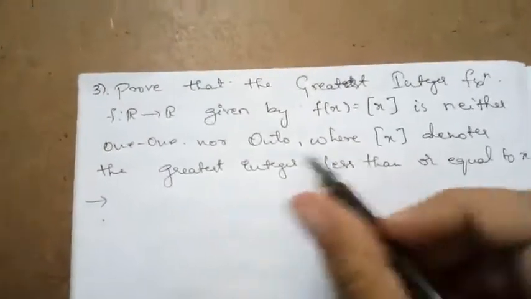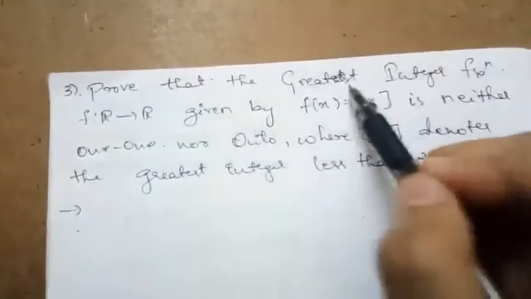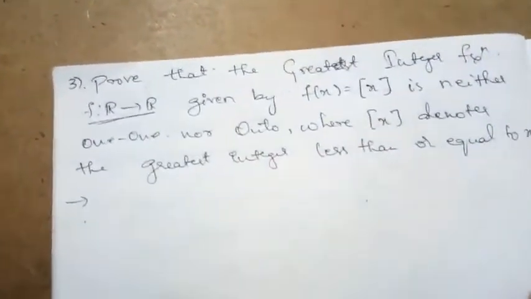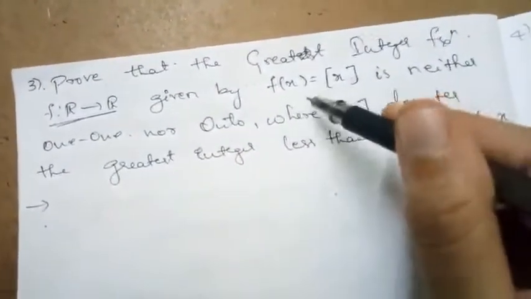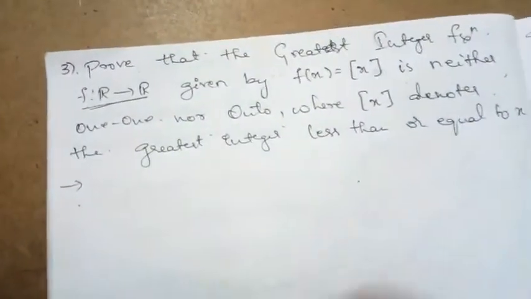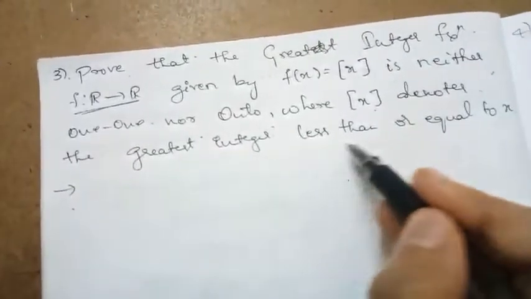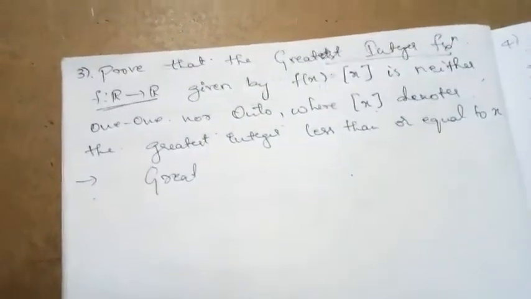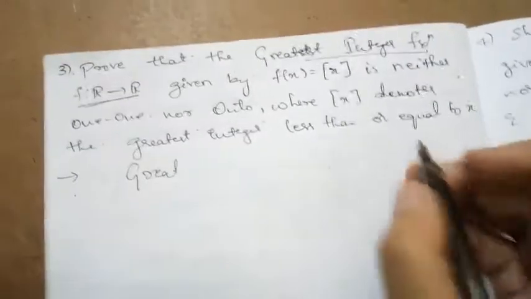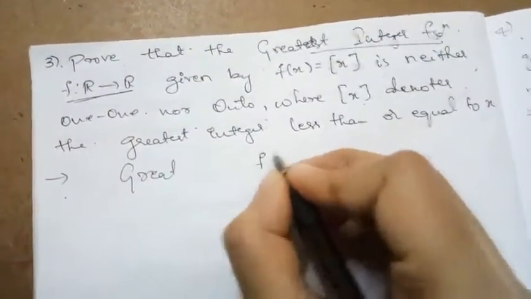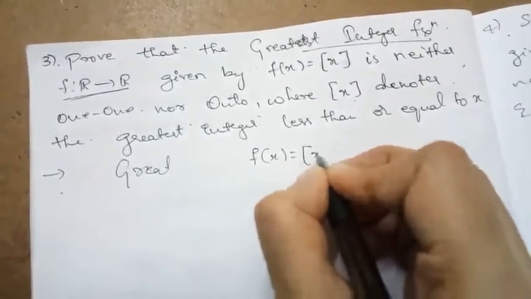So the third question, what it is saying: prove that the greatest integer function which is defined from the set of real numbers to real numbers, which is given by f of x is equal to box x, is neither 1-1 nor onto, where box x denotes the greatest integer less than or equal to x. So the greatest integer function, which you have already learnt in class 11th. So first let us understand what this greatest integer function is saying. That is f of x is equal to box x.